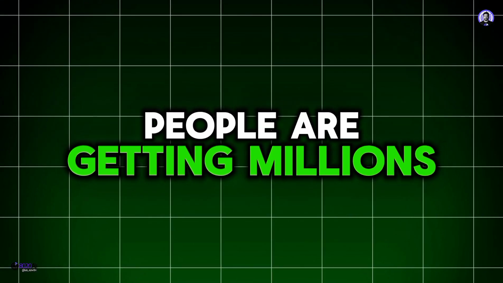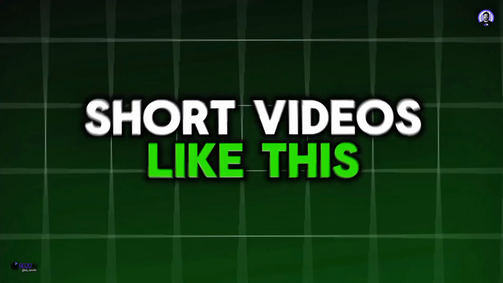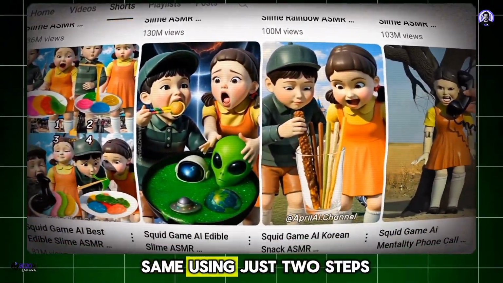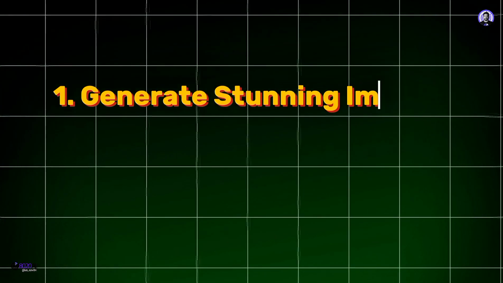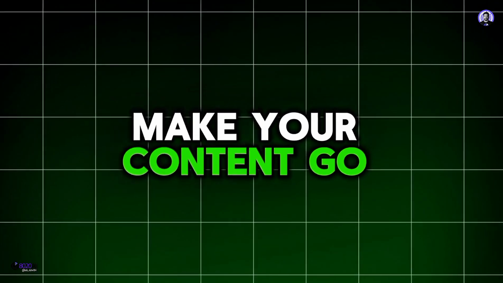Do you know people are getting millions of views just by creating animated short videos like this? Today I'll show you how to do the same using just 2 steps. Step 1. Generate stunning images with AI. Step 2. Turn those images into videos. Let's get started and make your content go viral.